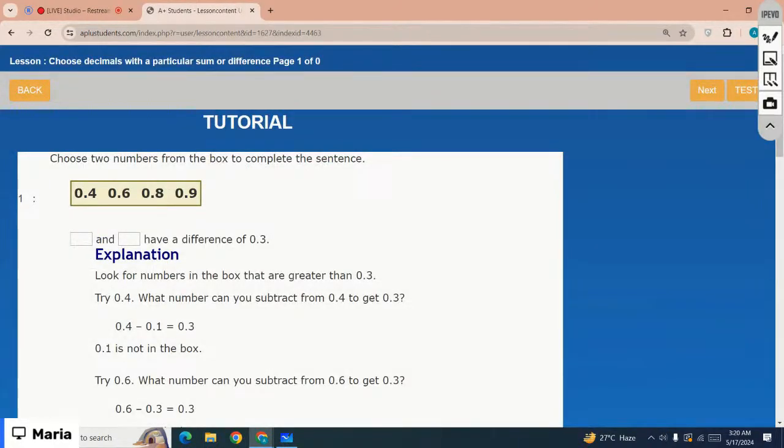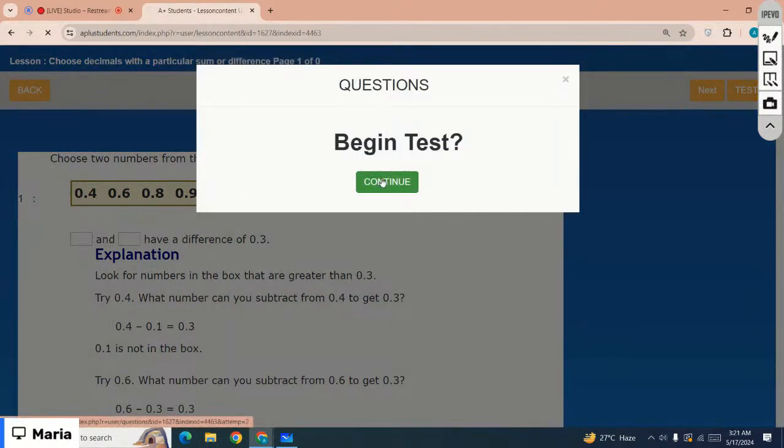Okay, choose two numbers from the box to complete the sentence. Dash and dash have a difference of 0.3. So which is the correct option? 0.9 and 0.6 have a difference of 0.3, isn't it? 0.9 take away 0.6 equals 0.3. Let's just start with the test questions.